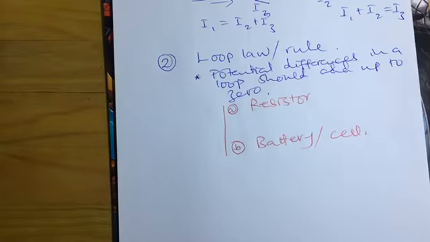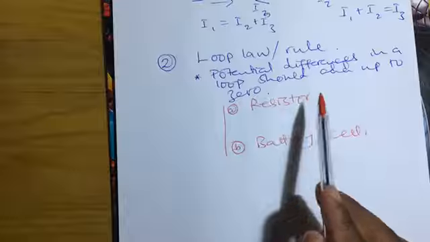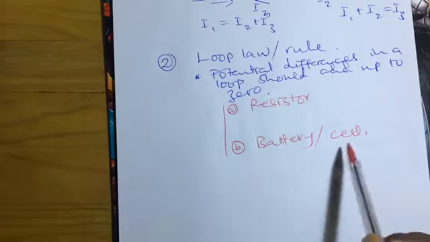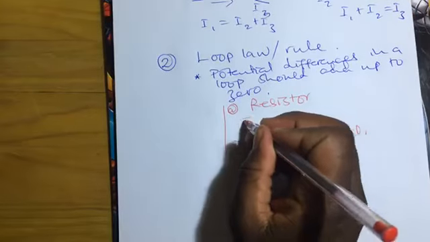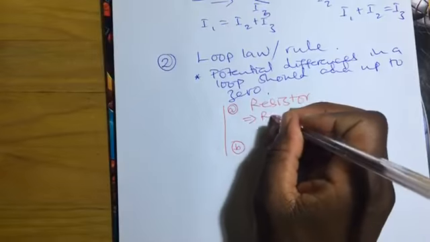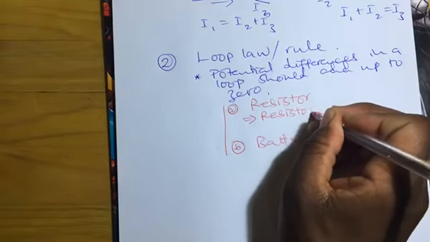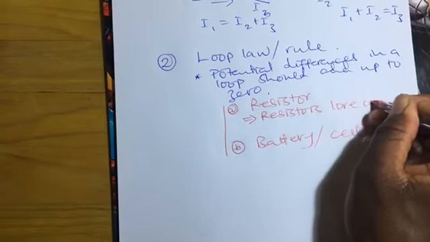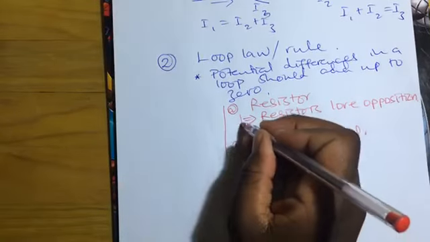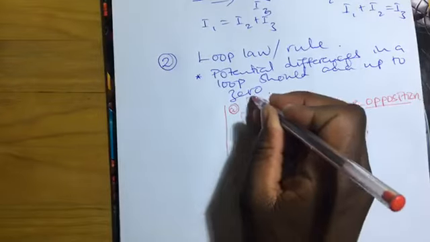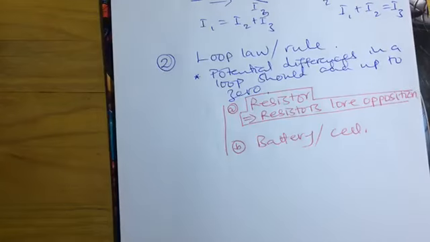Okay, so there's a mnemonic that you're supposed to know for resistors, and there's a mnemonic that you are supposed to know for batteries or cells. And the mnemonic that you're supposed to know is: resistors love opposition. Very soon I'll ask for this mnemonic because this is what we're going to be using in our calculations. Resistors love opposition, or resistors love to be opposed.